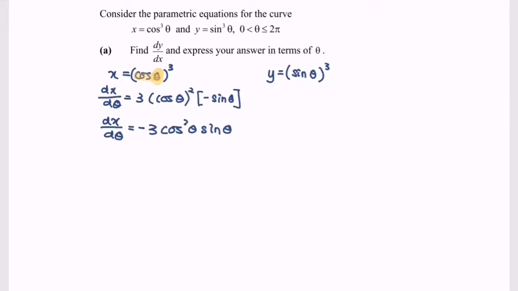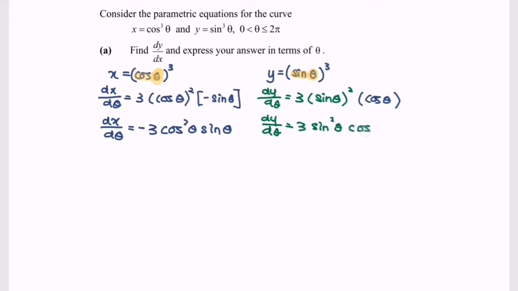Next, focus on the y. Differentiate y with respect to theta and we will have dy d theta is equal to 3 (sine theta) squared. Differentiate the sine and we will obtain cos theta. Differentiate the theta and we will have 1. Kindly rewrite: dy d theta is equal to 3 sine squared theta multiplied by cos theta.